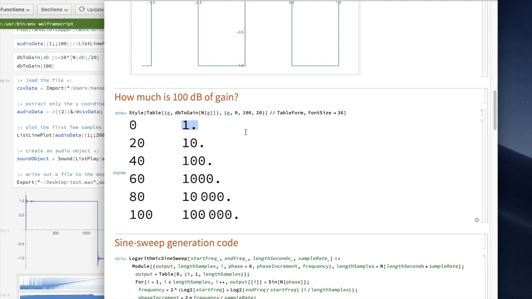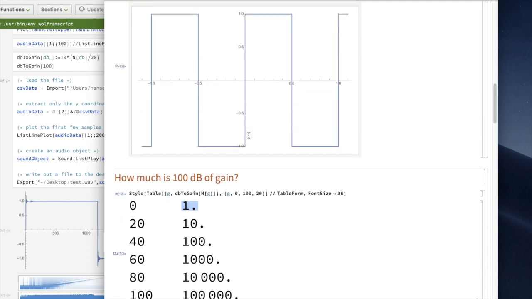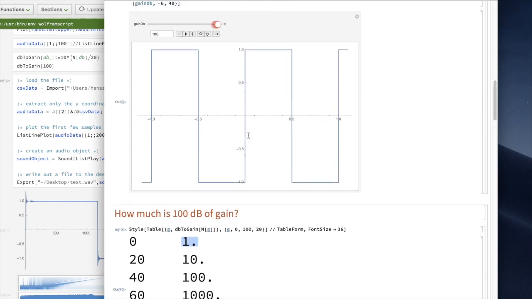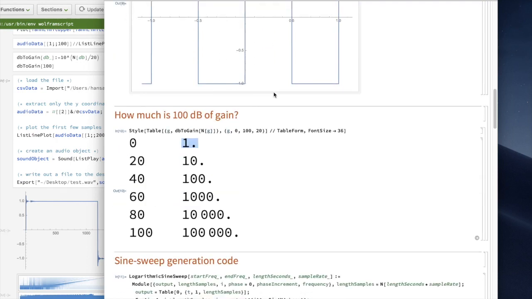It's such a huge gain boost that, no matter what wave shaping function you use, as long as you're limiting the volume somewhere, you're going to hit that limit, and you're going to hit it hard, and you're going to get a square wave out of your wave shaping function.